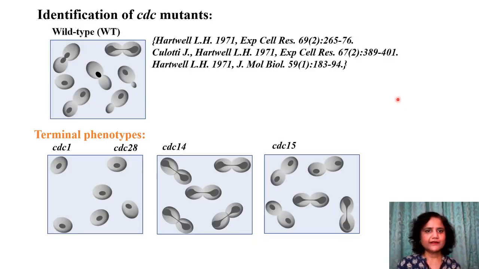So by doing this, the Hartwell lab identified a large number of cell division cycle mutants, which are abbreviated as CDC mutants. So shown in this panel is a field of asynchronous wild type cells. This is a diagram. And you can see different types of cells. Here's a cell with a very tiny bud, a larger bud. Here's a cell which has duplicated its DNA, but the DNA has not yet been divided. And here's a cell which has just entered the process of division.